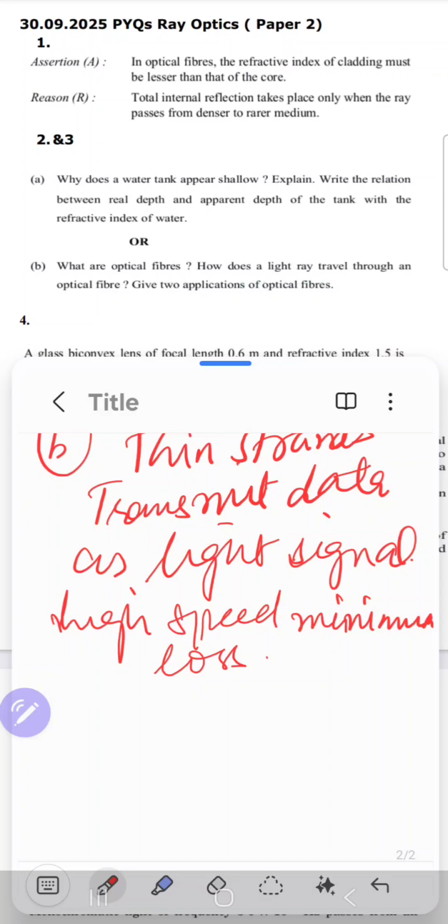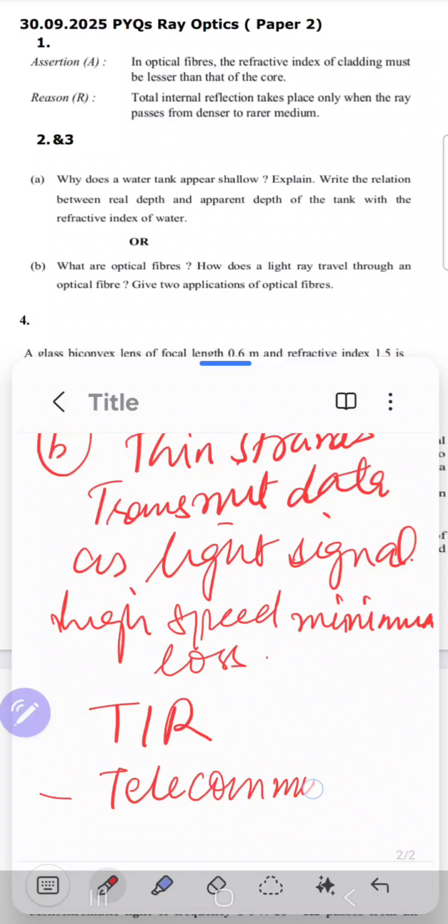And the second part of this question is, how does the light ray travel through an optical fiber? That we have already discussed. It travels with the help of total internal reflection. And give two applications of optical fibers. Two applications can be telecommunication and, second, endoscopy. So these two applications we can write here.